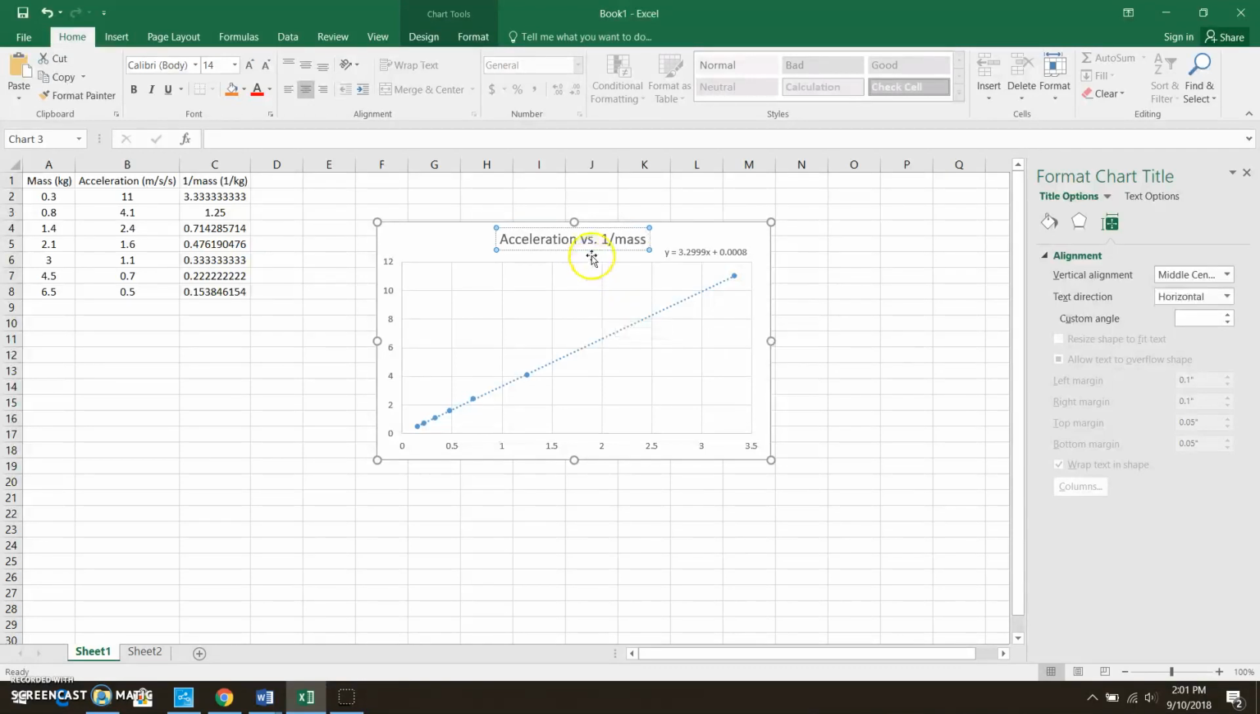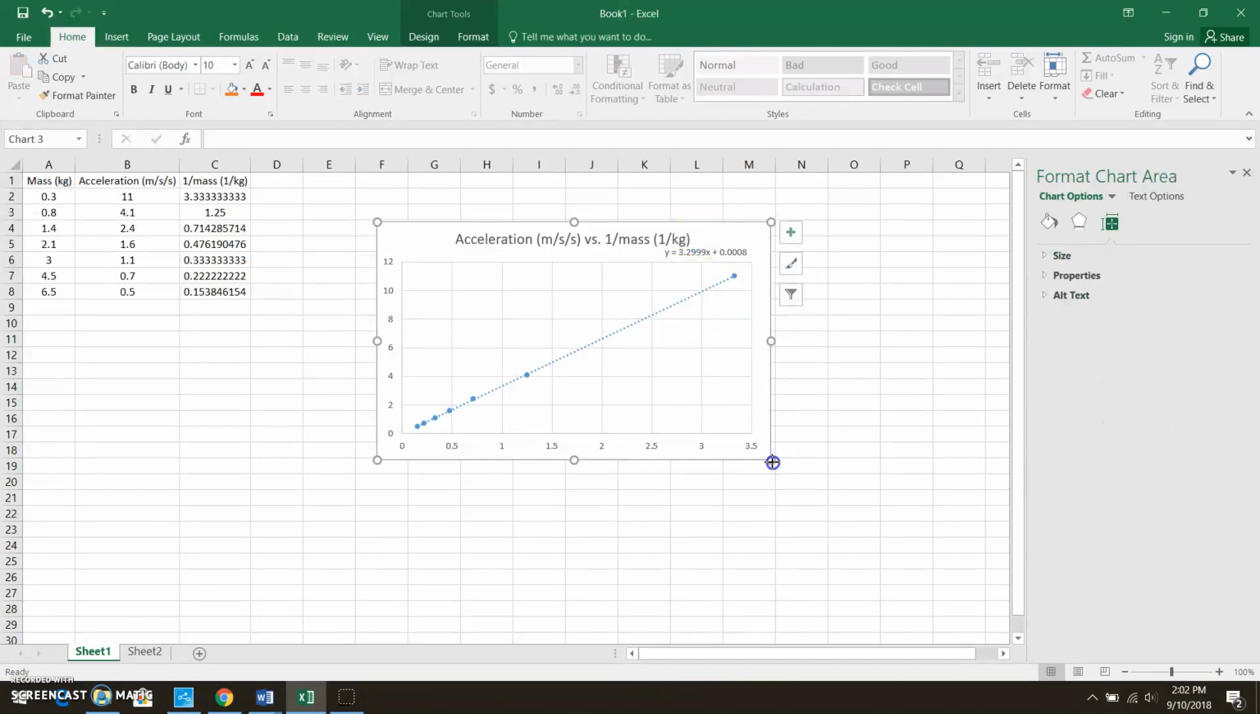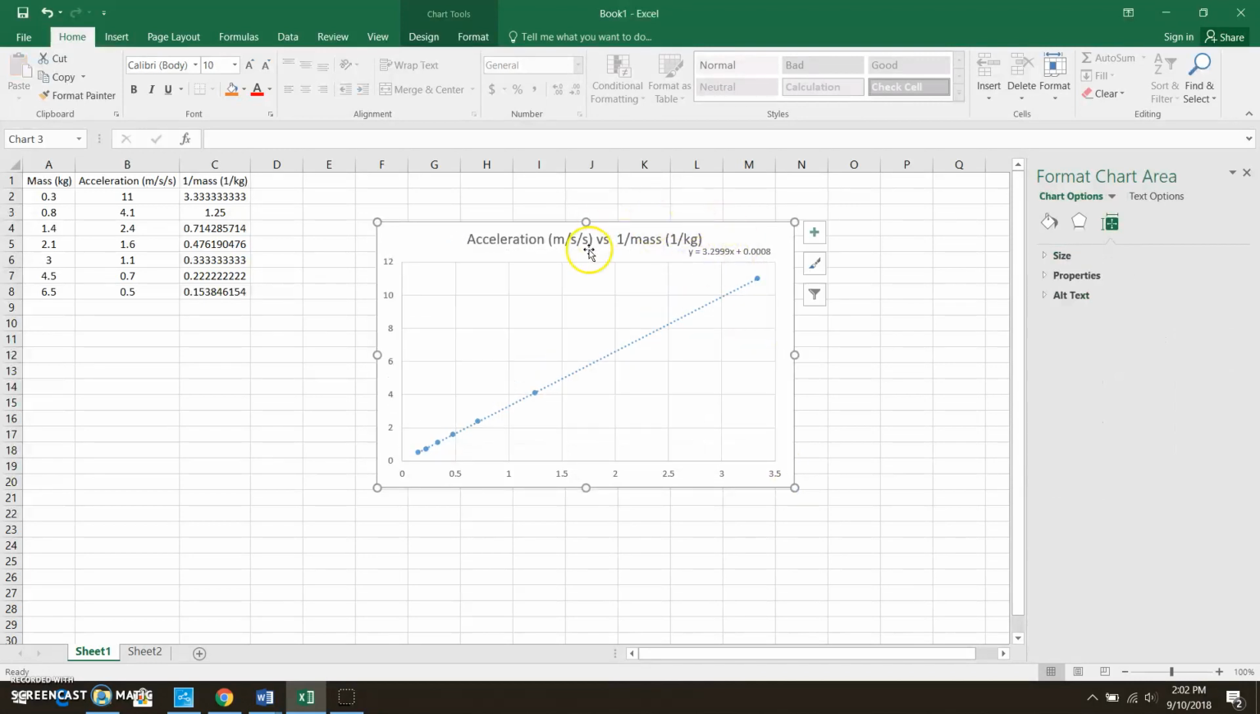I actually really like when you include the units here too. So acceleration is meters per second squared, and 1 over mass is 1 divided by kilograms. So there we have our graph title.